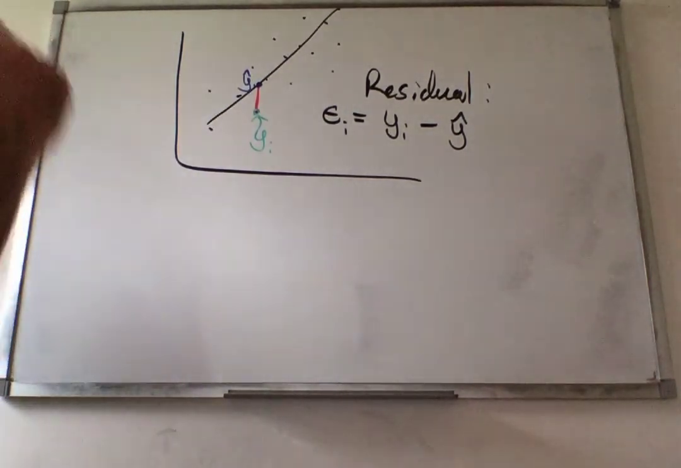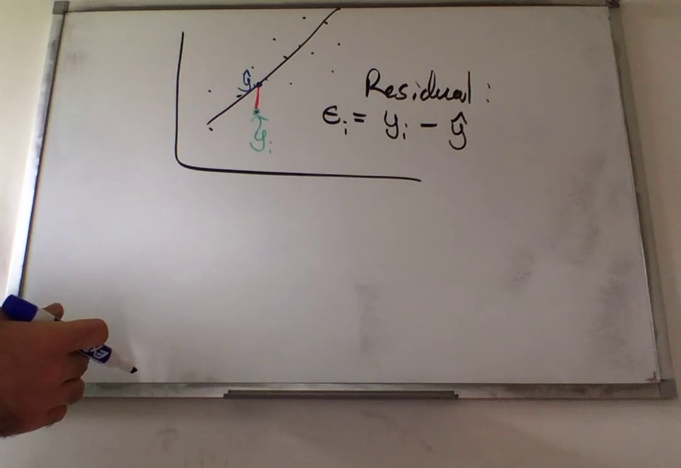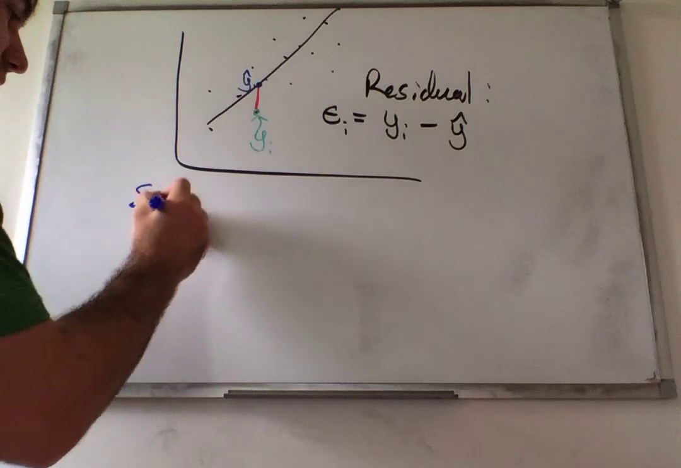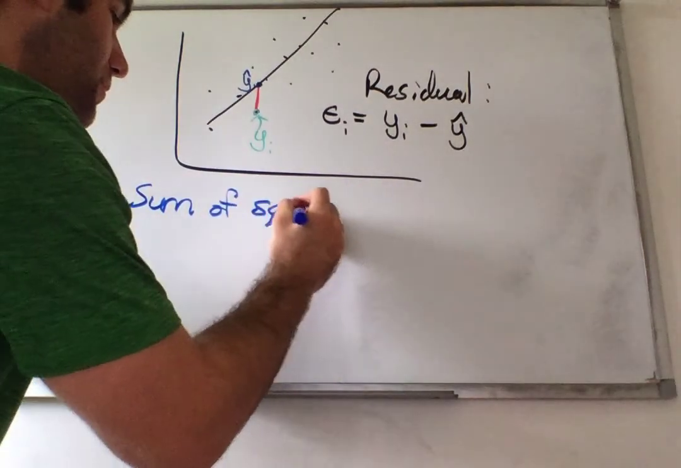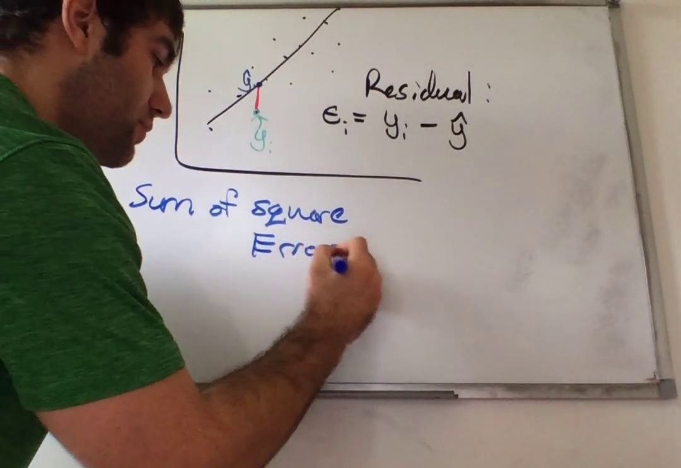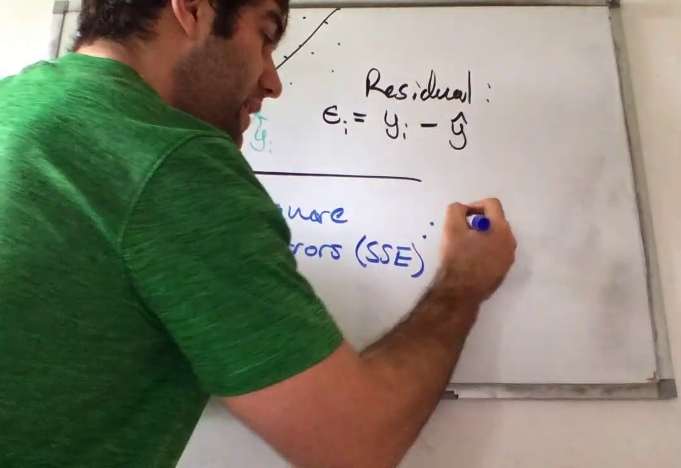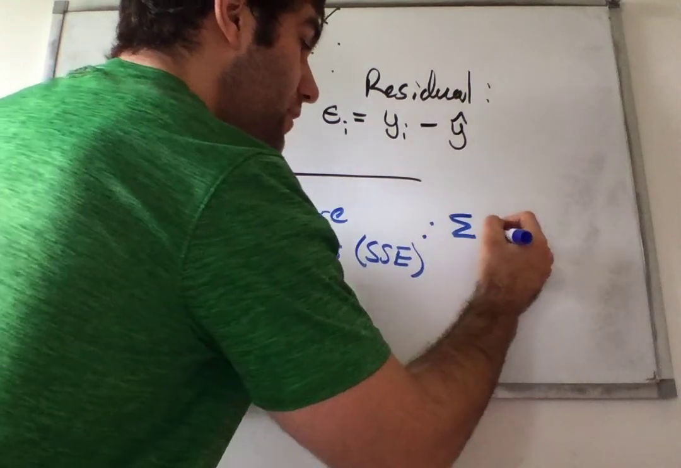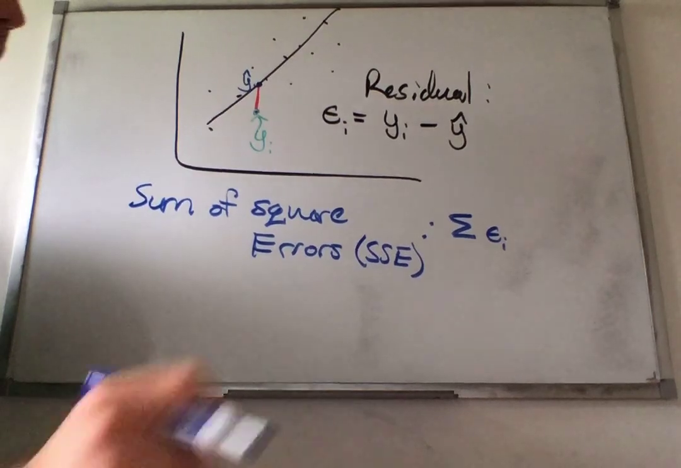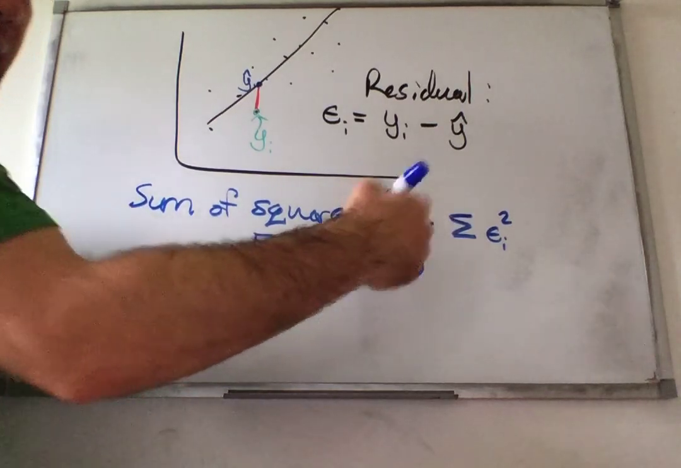and what we want to do is add up all these distances. However, we don't want negative distances because that's going to cancel out some of our positive distances. So the sum of squared errors, SSE, is equal to the sum of, you take every single one of these residuals, you square them, and then that's what the sum means. You add them all up.